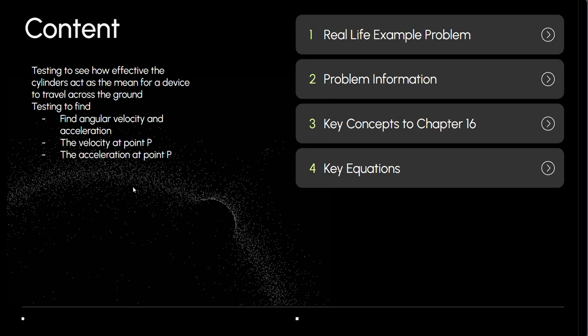So for testing, we're trying to find the angular velocity and acceleration, the velocity at a certain point on the edge of the cylinder, as well as the acceleration. Here's a video of the real test.